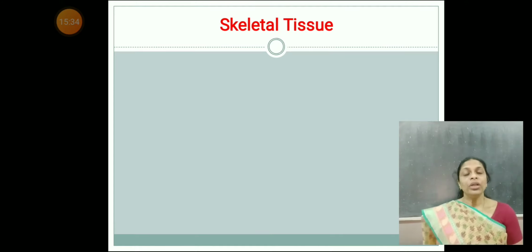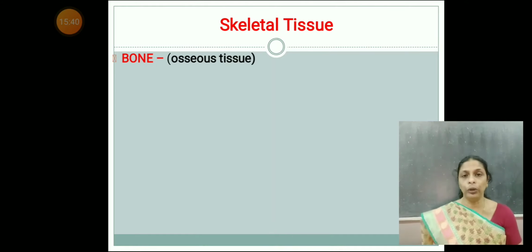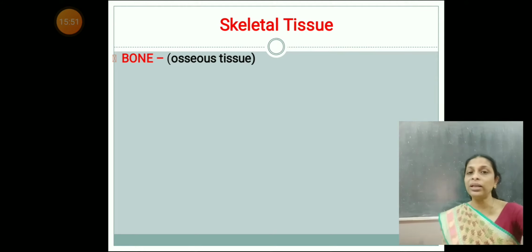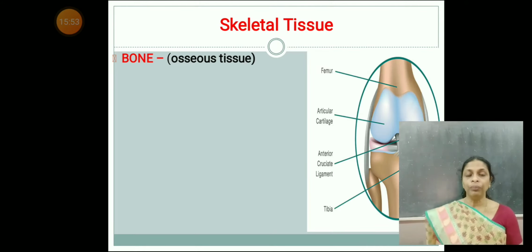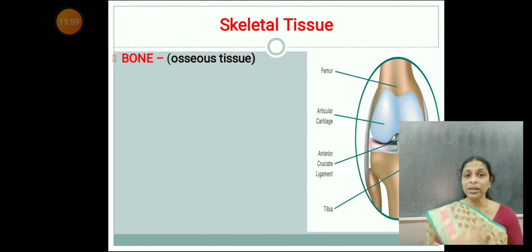Right. Now, let's see what are the characteristics of a bone. First, let's see the characteristics of a bone. Bone is also called osseous tissue. What is it called? Osseous tissue. Now, what are the functions of a bone, or what are the characteristic features of a bone? So here in the picture you can see a bone, right? There again the knee region is given.